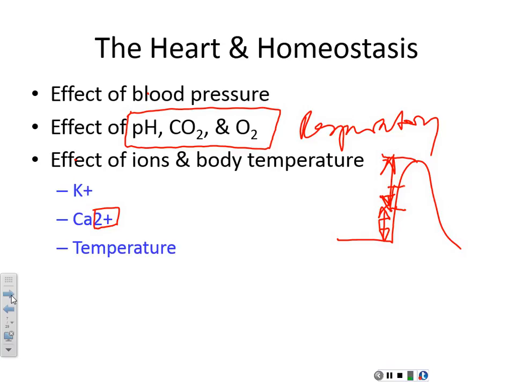You know depolarization, you know repolarization. So if you have an ion, what matters is the charge of the ion, not really the ion itself. Okay? So wherever you have more of the ion, it's going to go wherever there's less of it. And you know the effect of that.